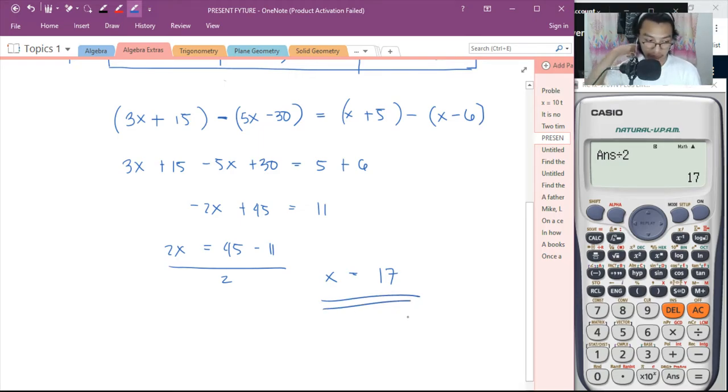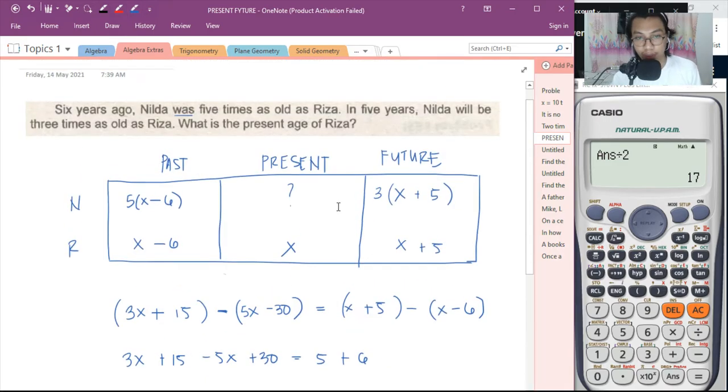Okay. Wala na tayong shortcut dyan. Ito na po ang pinaka-shortcut, yung mag-table ka. Di ba pag na problema ka, mag-table ka talaga.